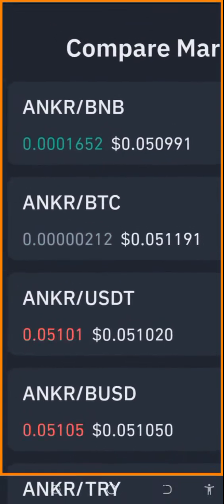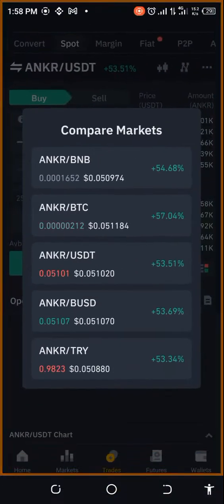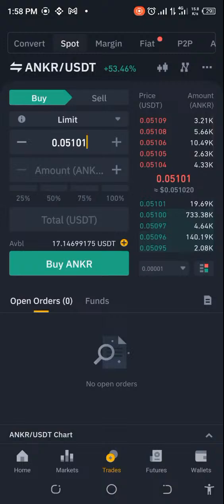So what I'm trying to do is get this ANKR on the USDT market for 0509, and sell it to the BTC market for 0511, because as you can see, it's just flipping and flopping. So we can actually do that. Let's go to the USDT market first and see what we have there. We have 0510. I'm going to take that down to 0509.